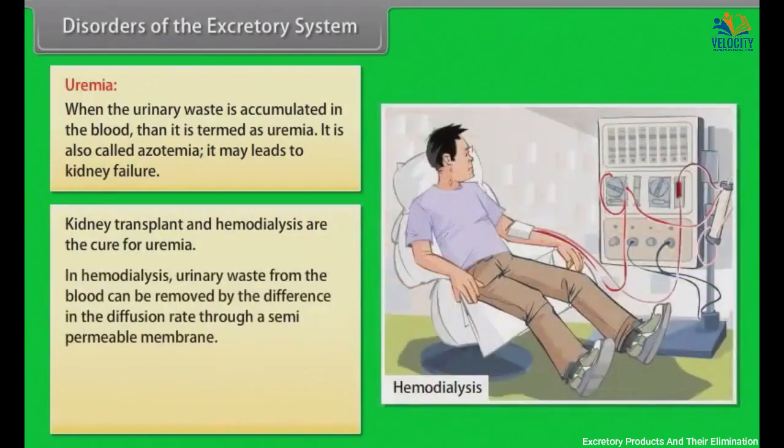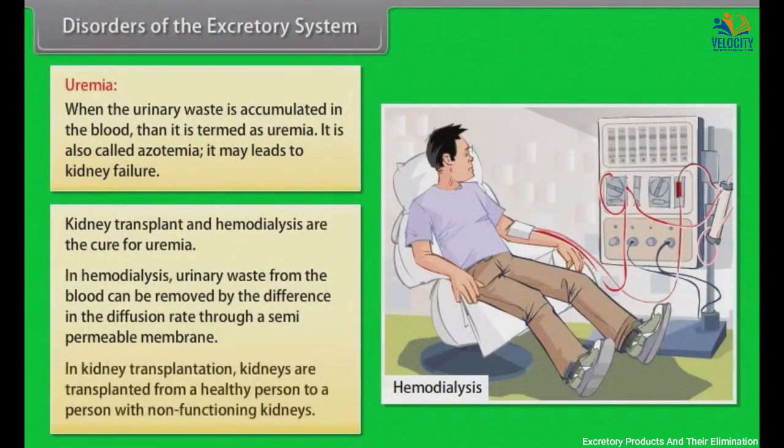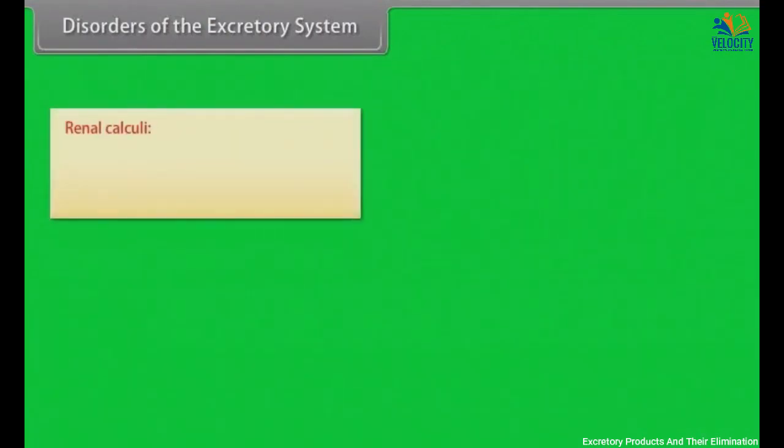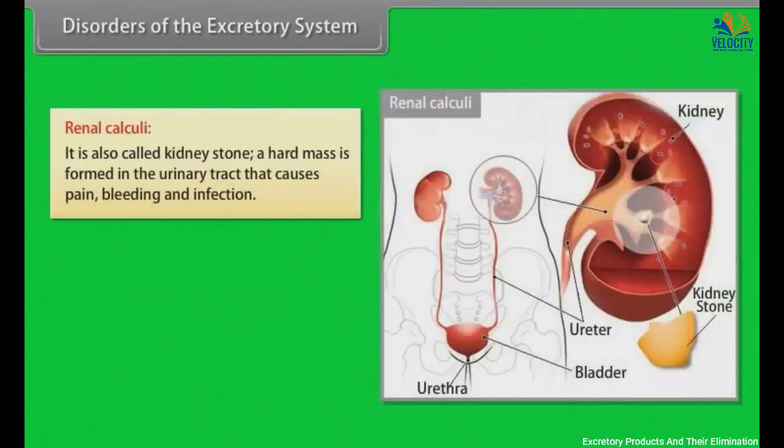In hemodialysis, urinary waste from the blood can be removed by the difference in the diffusion rate through a semi-permeable membrane. In kidney transplantation, kidneys are transplanted from a healthy person to a person with non-functioning kidneys. Renal calculi. It is also called kidney stone. A hard mass is formed in the urinary tract that causes pain, bleeding and infection.